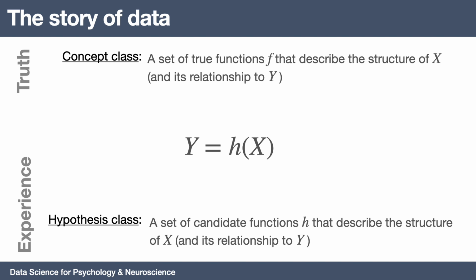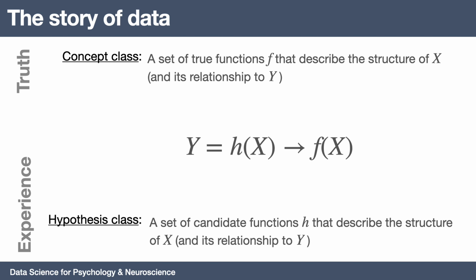And the fundamental goal of data science and statistics is to approximate with your hypothesis the true functional form. So you want your hypothesis class, your set of functions that describe the structure of the relationship between x and y that you have, to be as close as possible to the concept class, the true set of functional relationships between x and y.